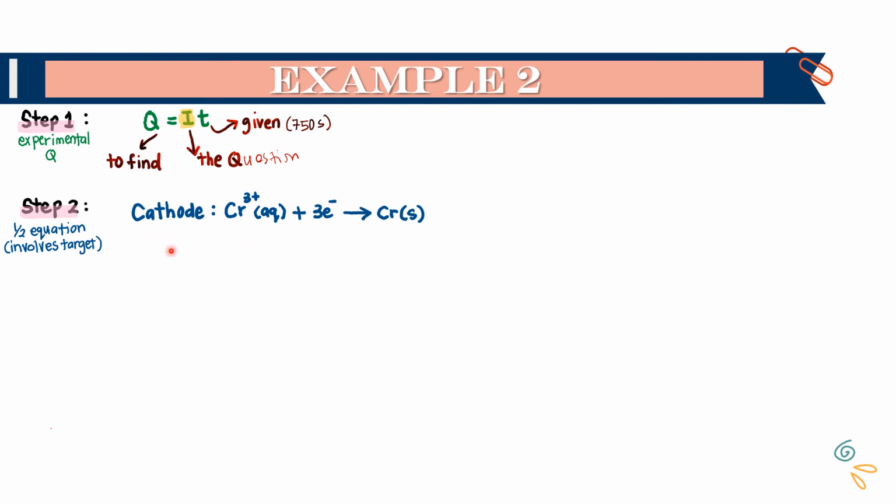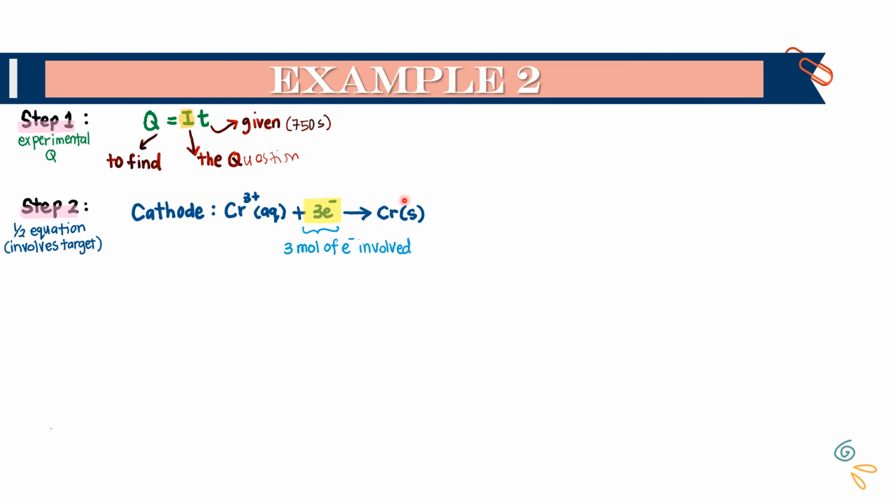Kita dah tentukan tadi chromium 3+ akan berada pada cathode. So chromium 3+ aqueous plus 3 electron to produce chromium solid. So apa maklumat yang kita perlu faham dekat sini is the number of electron. We have 3 electron dekat sini, maksudnya 3 mole of electron involved to form 1 mole of chromium.